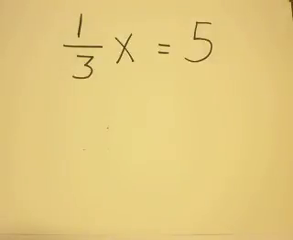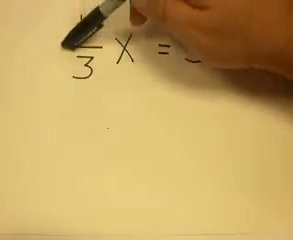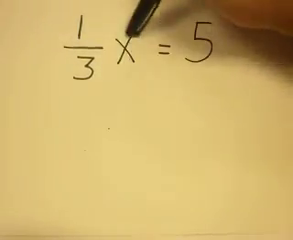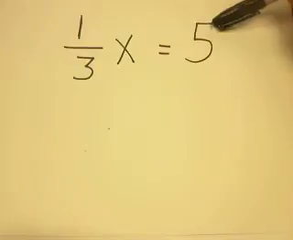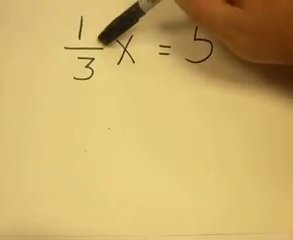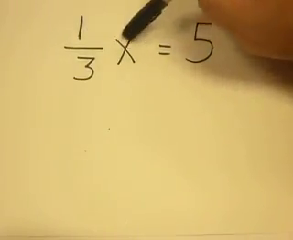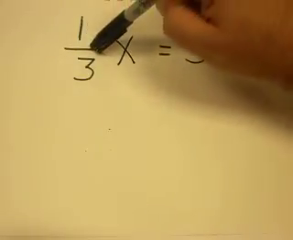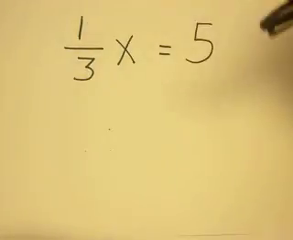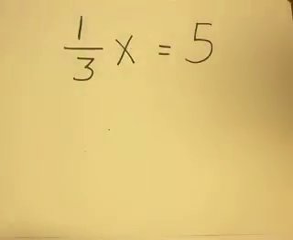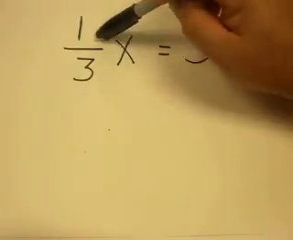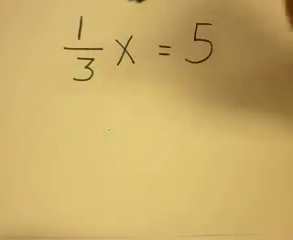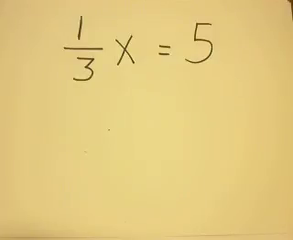Let's say you have a problem that looks like that. 1/3 x is equal to 5. Well, the 1/3 is the coefficient, the x is the variable, and the 5 is the constant. The coefficient and the variable are multiplied by each other. We know that because they're right next to each other. That means that this 1/3 is multiplied by x. We don't know what the x is right now. That's what we're going to find out. So if there were a plus or a minus between them, then we'd know that they're not being multiplied. But in this case, they're being multiplied.